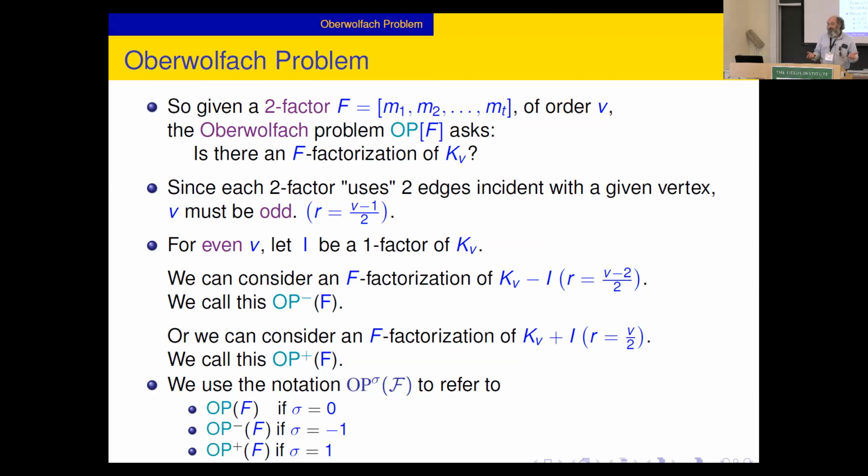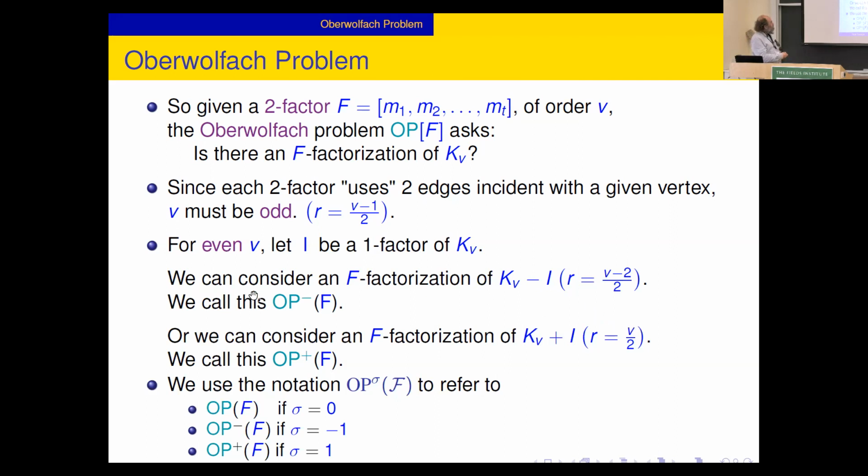The number of edges incident at a point is even. We'd like to be able to deal with the case where v is even. So the classic way of dealing with that is we remove a 1-factor. So we talk about K_v, and we just remove a 1-factor. And now all the vertices have even degree and everything's good. r, the number of factors we're looking for, will be (v-2)/2. But there's also another way we could go, which has not received as much attention, but there's no real reason why not. And that is, instead of subtracting a 1-factor, we add one.